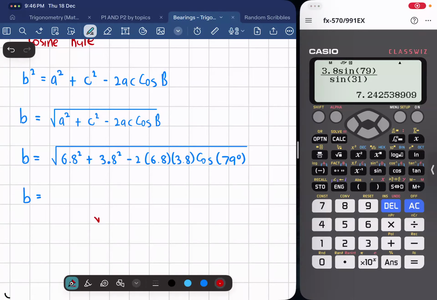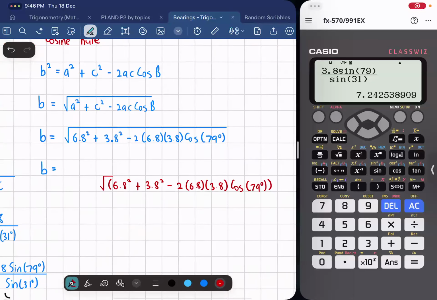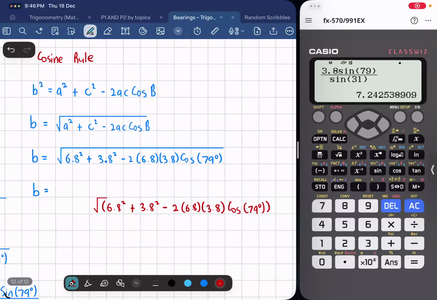It'll look like this. So press the square root button, then you're going to open a bracket. Then you're going to put 6.8 squared plus 3.8 squared minus 2, open bracket, 6.8, close bracket, 3.8, open bracket, close bracket for the 3.8, cos, open bracket, 79 degrees, close bracket again. Can you just verify that again? Something real close to 7.1? Yeah, I guess 7.1.